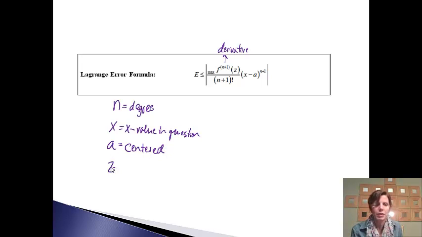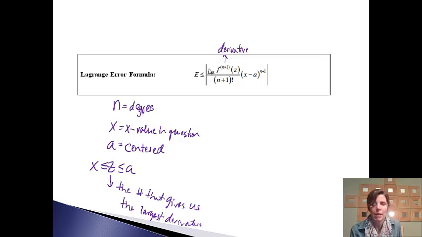And then the final thing is my z. Z is always going to be a number somewhere in between x and a, and usually it will be x or it will be a. This is just going to be the number that gives us the largest derivative. And that's why the word max is up here, because we want the biggest derivative possible to go right here. So again, we'll usually choose x or a. One of those two values for z will give us the largest derivative.